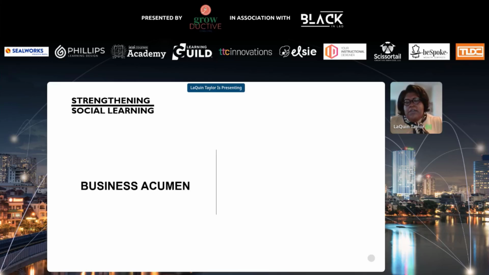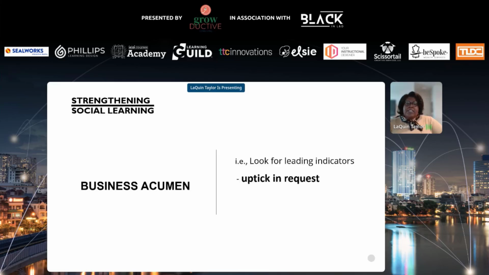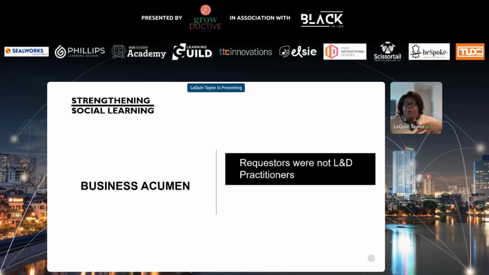You also want to utilize your business acumen. So, for example, look for leading indicators. For the last CLP I was a part of establishing, there were a few leading indicators that triggered a need for the development of the CLP. Like, there was an uptick in the business requesting licenses for a learning software. So, in alignment with a needs assessment, I began to ask questions. And what I found is that requesters were mostly outside the learning and development design team.